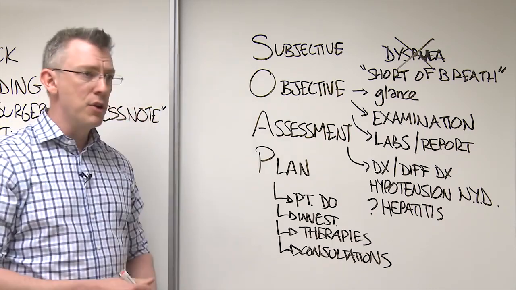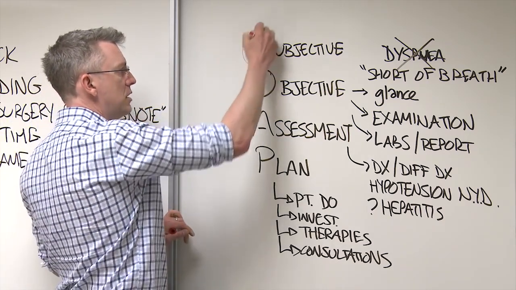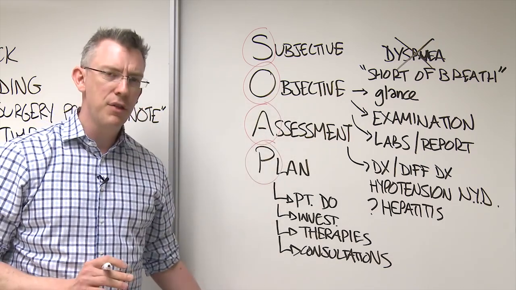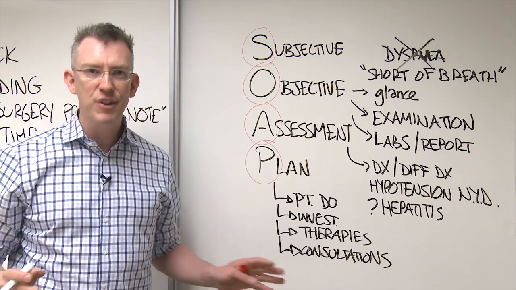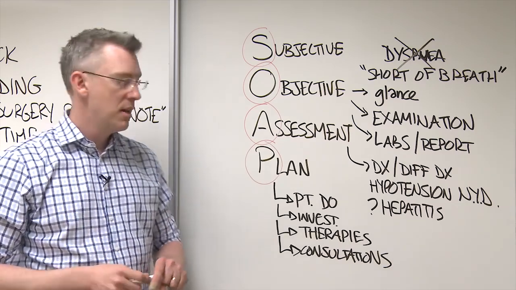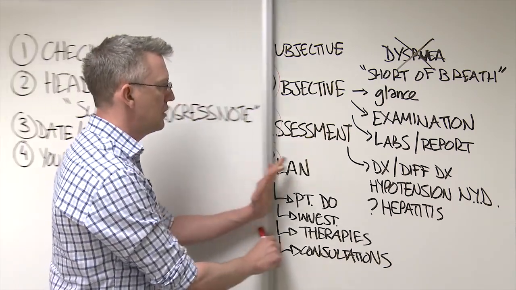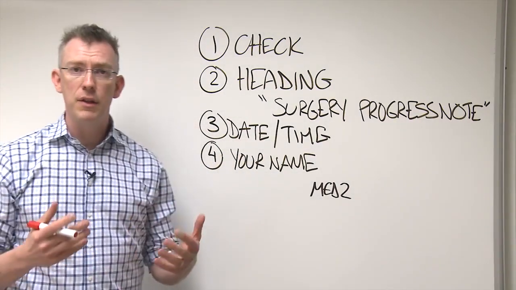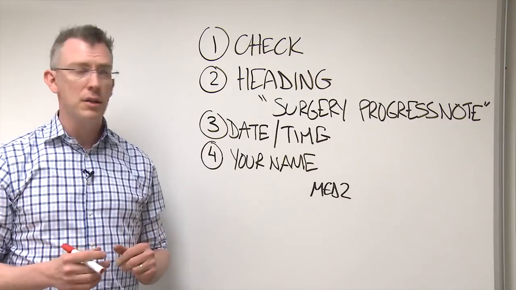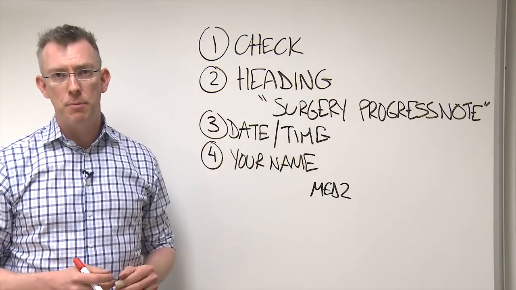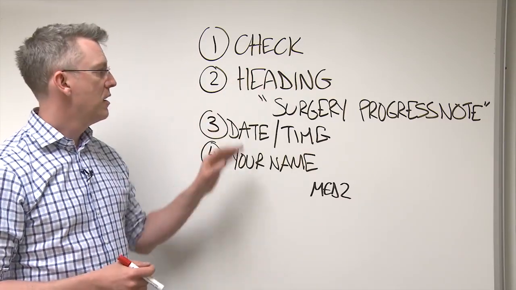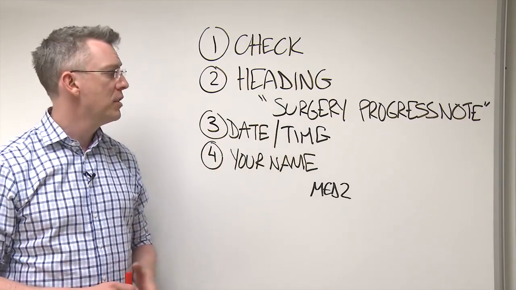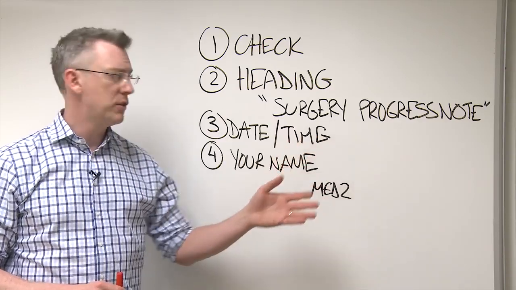So the content of the note is subjective, objective, assessment, and plan. And these are the main features of every single clinical note you're ever going to write. And to recap, in order to make sure it's a good note, that it's actually worthwhile, that hits all the issues of safety and quality and so on, check to make sure it's the correct patient that you're writing a note on. Make sure you've got some sort of heading if you're in a multidisciplinary or a hospital-based environment so that people know who is writing this note and what it's for.